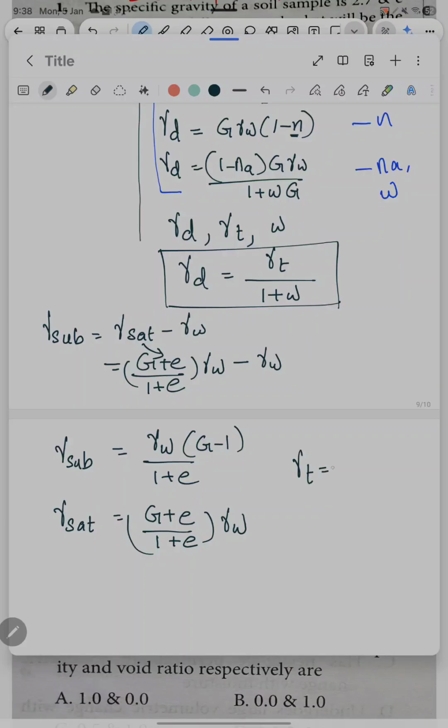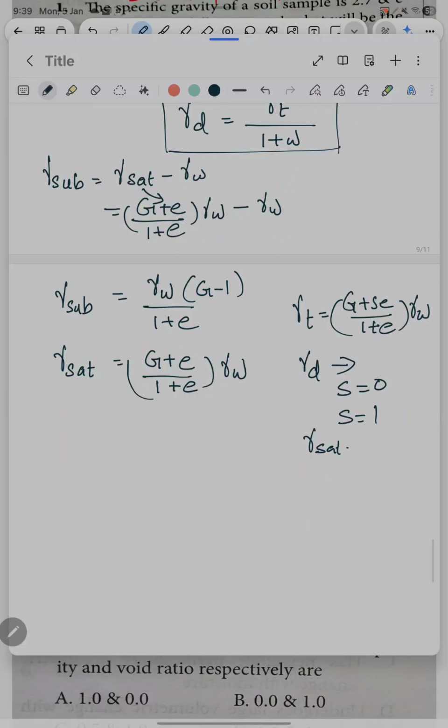The main equation is bulk unit weight: (G plus Se) by (1 plus e) into gamma W. If we want to find the dry unit weight, we put S equal to 0, then we get the dry unit weight. If S is equal to 1, we get the saturated unit weight. Okay. So study this equation first. From that we will get the equation for dry unit weight and saturated unit weight. Then for submerged, we just subtract gamma W from gamma saturated.